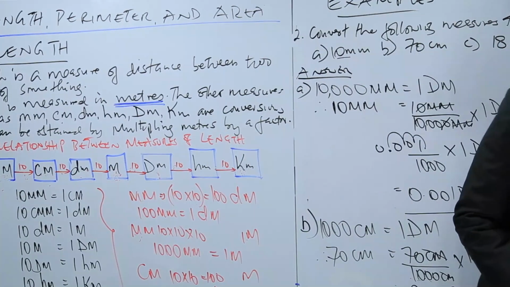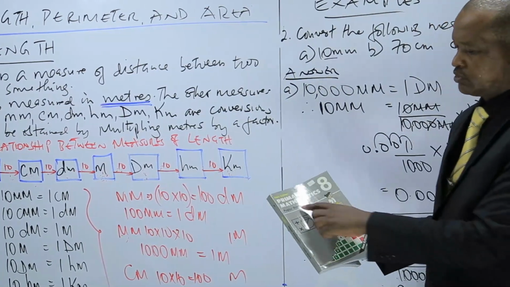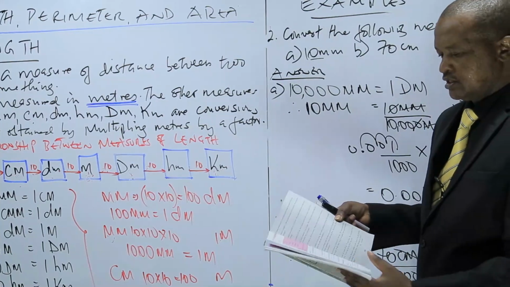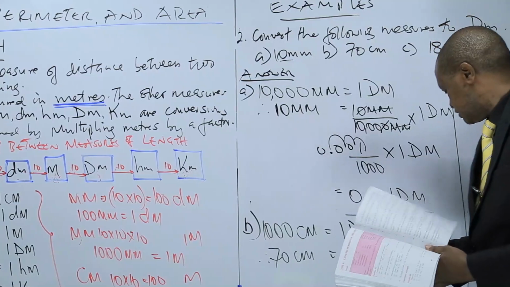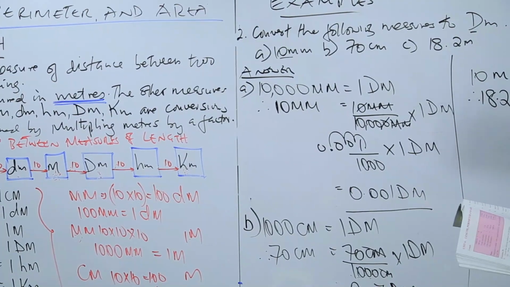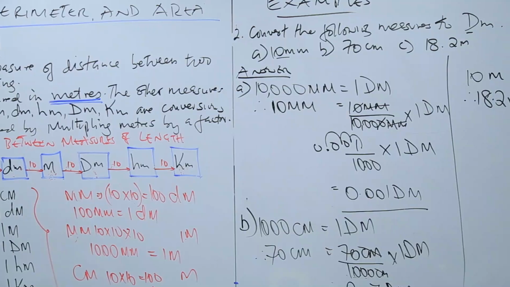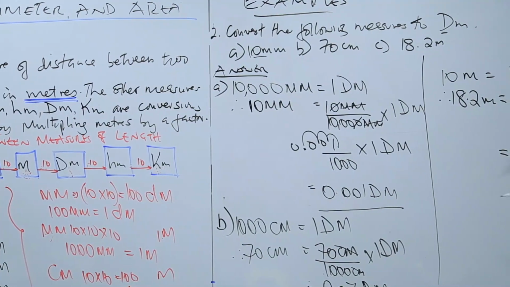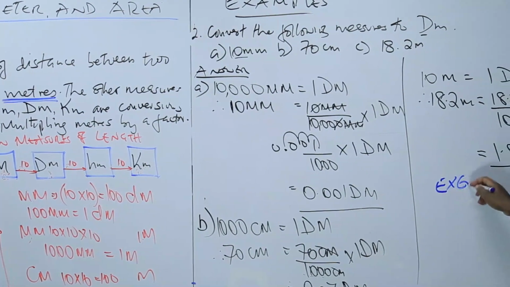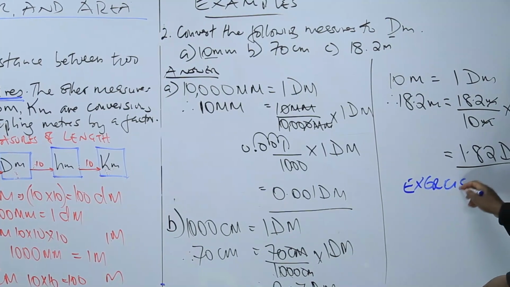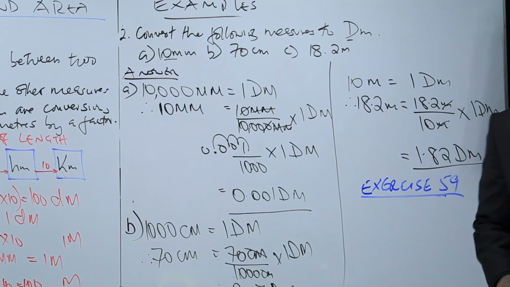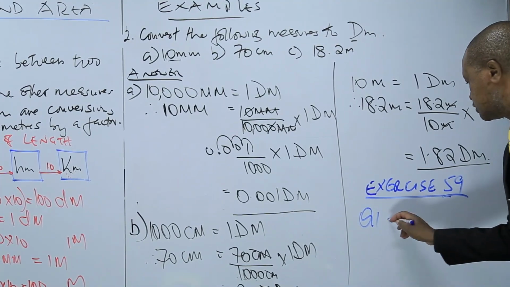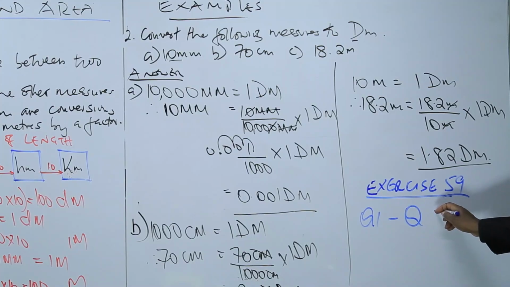And before we close, I want you to go to the pupil's book and attempt exercise 59. This will be your exercise. Go and do exercise 59, question 1 to question 4, in the pupil's book.